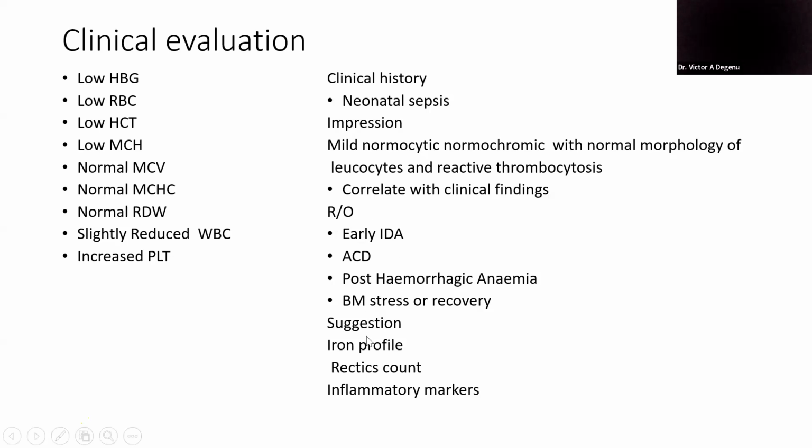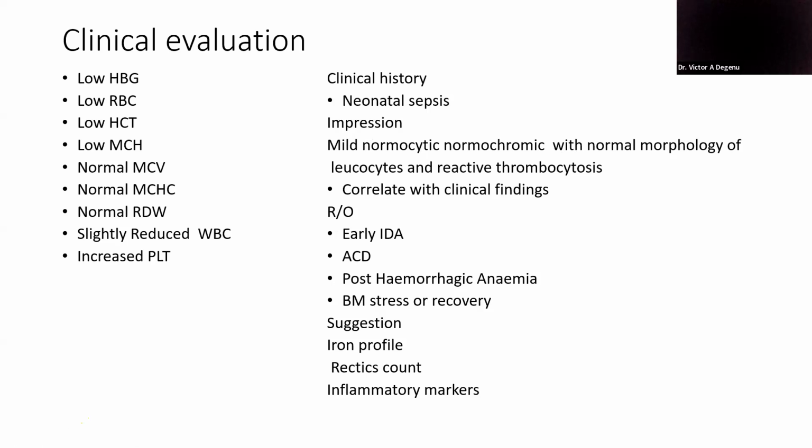So the first thing we have to look out for is the clinical history that is presented by the clinician. That's what we have to look at first. First thing, that is neonatal sepsis. So the impression is we have mild normocytic normochromic anemia with normal morphology of leukocytes and reactive thrombocytosis.